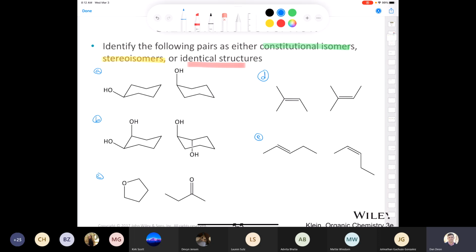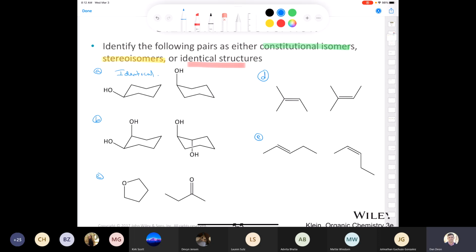Okay, so this is where it gets a little tricky, right? Because we have to be able to manipulate molecules in our mind. Now I'm going to ask you about A. Does anybody have an idea about A? Whether these would be constitutional isomers, identical, or stereoisomers? Yeah, Skylar says that they're the exact same molecule. Does anybody agree? Yeah, they're identical, right? These two molecules are identical.